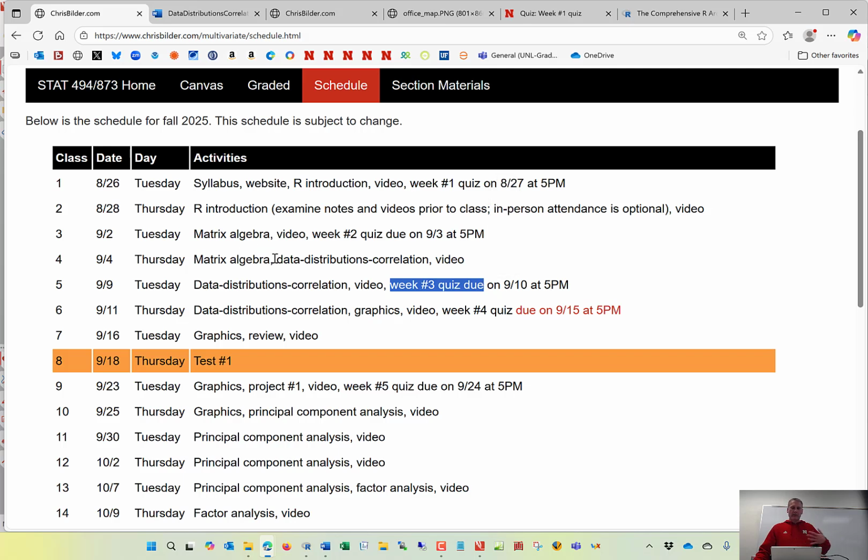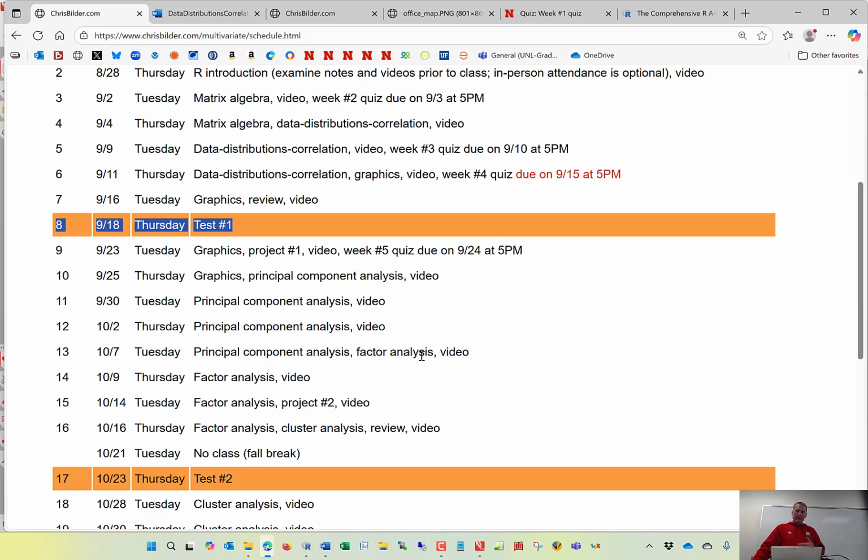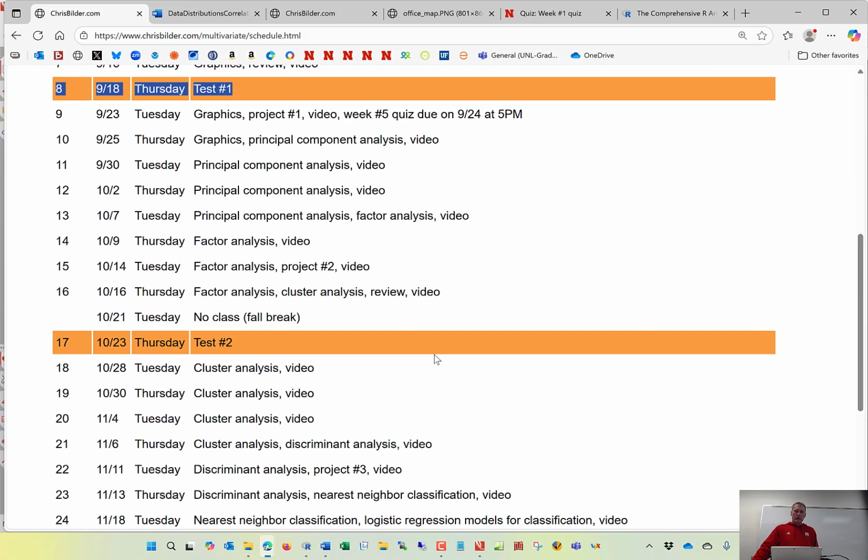So we do matrix algebra, then we get into this data distributions and correlation section, and then eventually we have a test on September 18th. So you can take a look at some of the other aspects, I guess, of the schedule on your own. Do note that these test dates, unless school's canceled for some reason, these are set in stone. So please be here on that day.